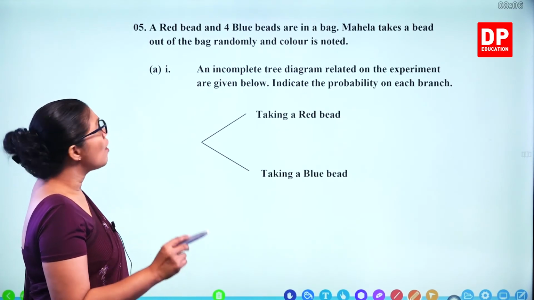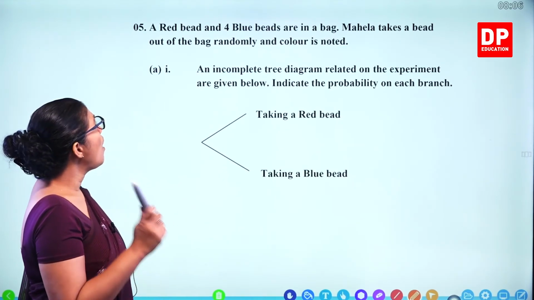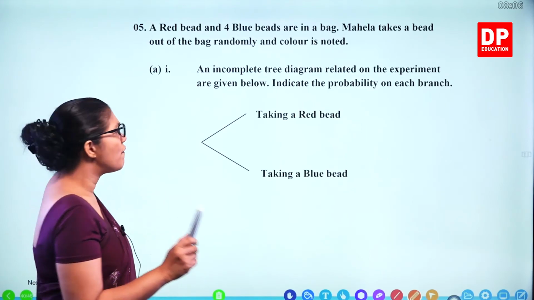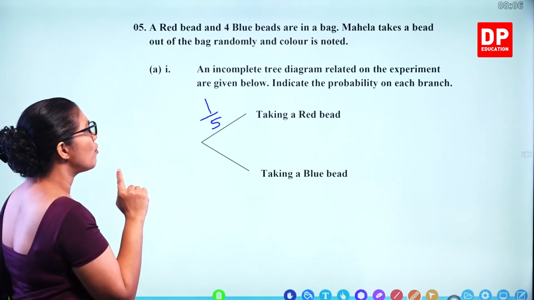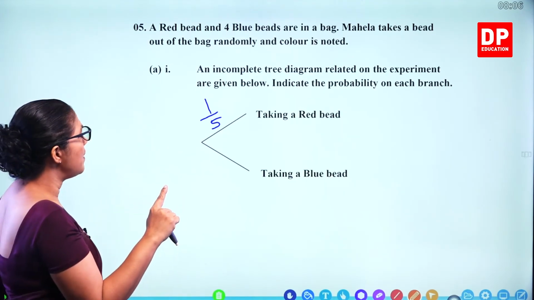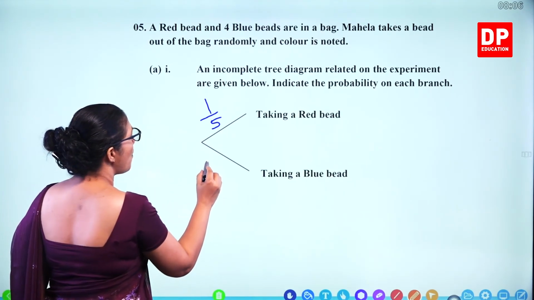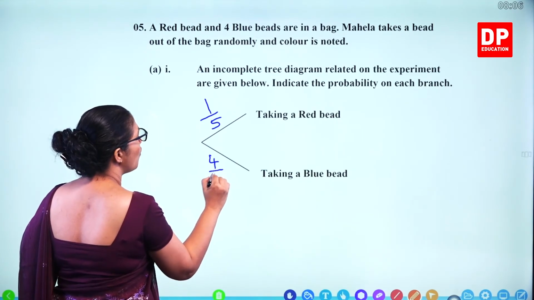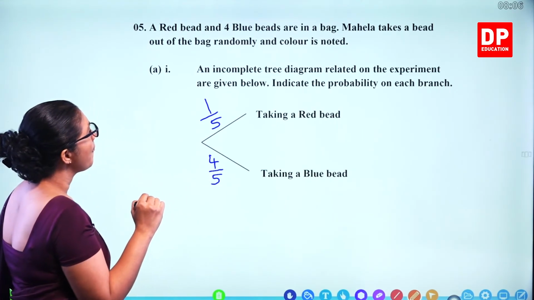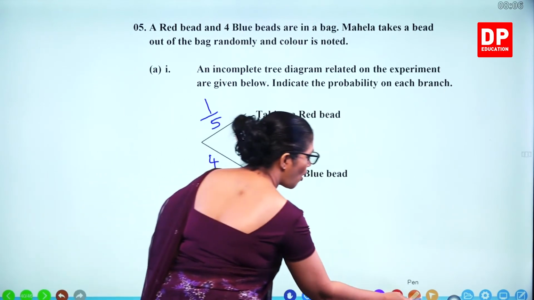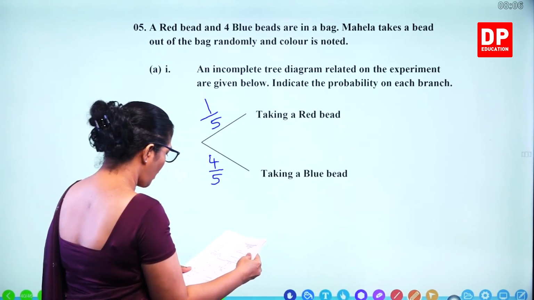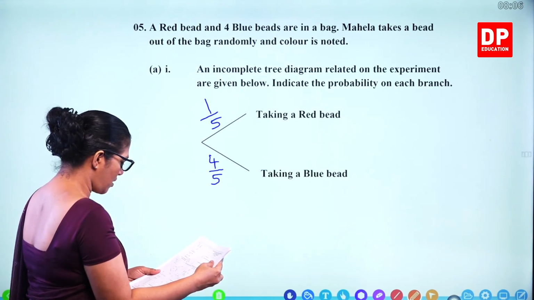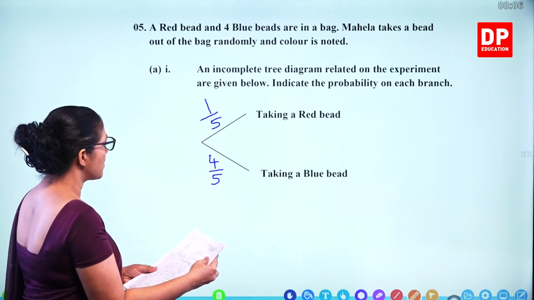Taking a bead. Now tell me how many beads are there? 1 red and 4, altogether 5. Out of 5, how many red ones? 1. 1 over 5 is the probability of getting red beads. So what about probability of taking the blue one? 4 over 5. So that's all. So how many marks for that step? Just 2 marks.